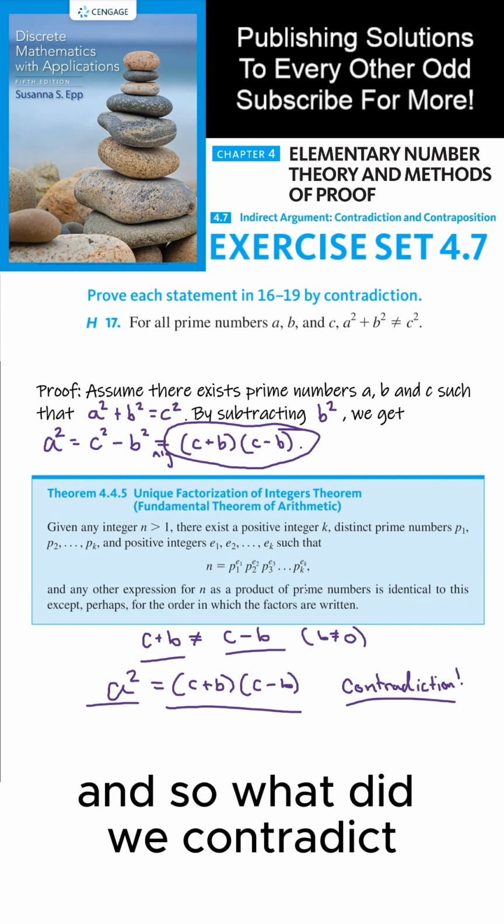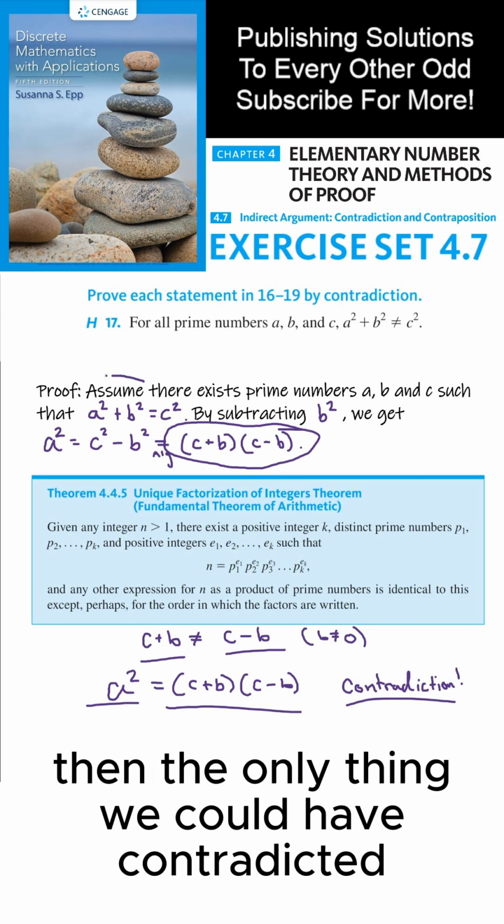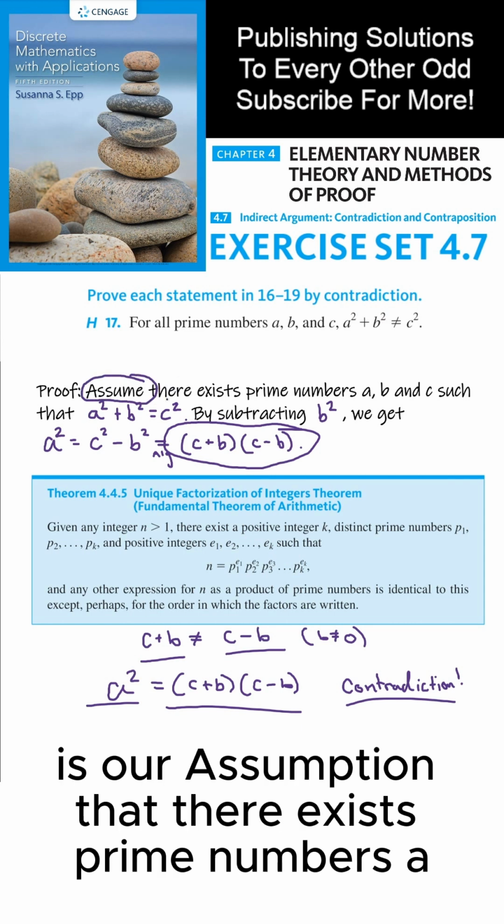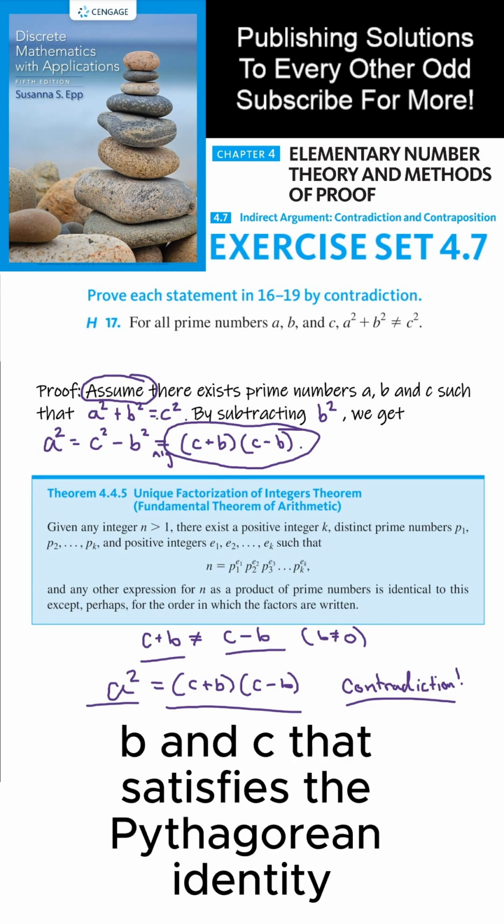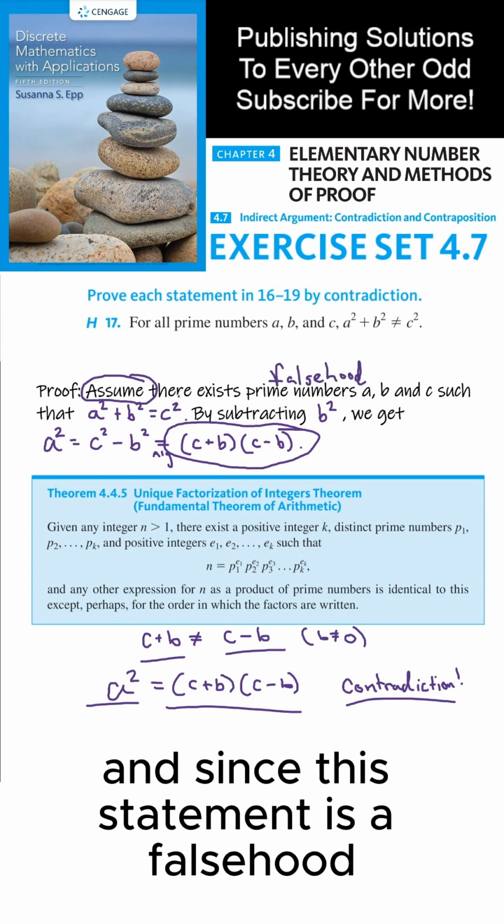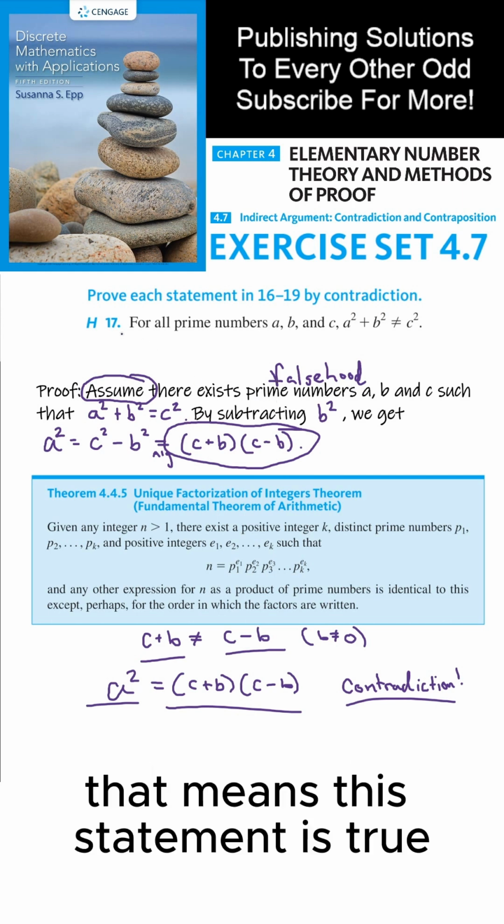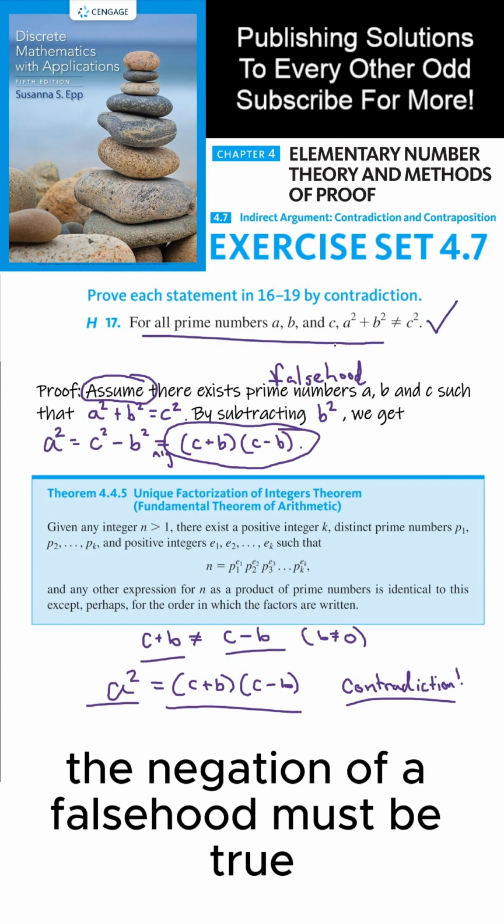And so what did we contradict? Since all of this logic is valid, the only thing we could have contradicted is our assumption that there exist prime numbers a, b, and c that satisfy the Pythagorean identity. That means we must have assumed a falsehood. And since this statement is a falsehood, according to the law of non-contradiction, this statement is true. The negation of a falsehood must be true.